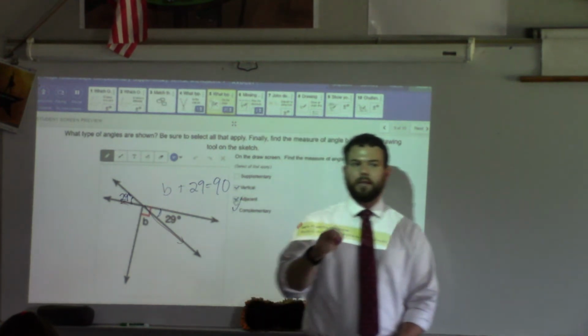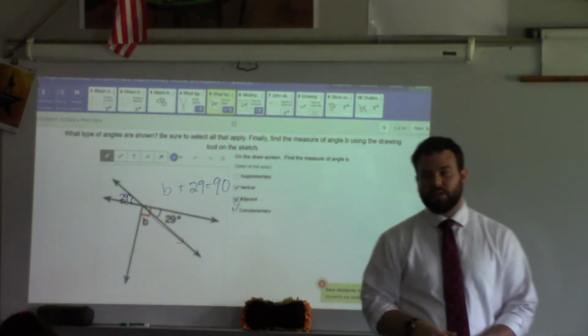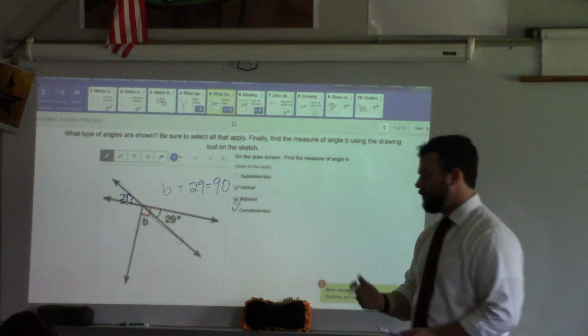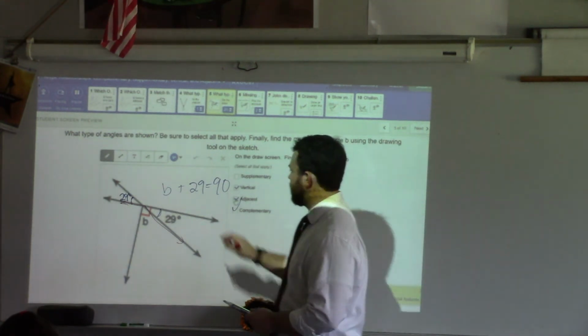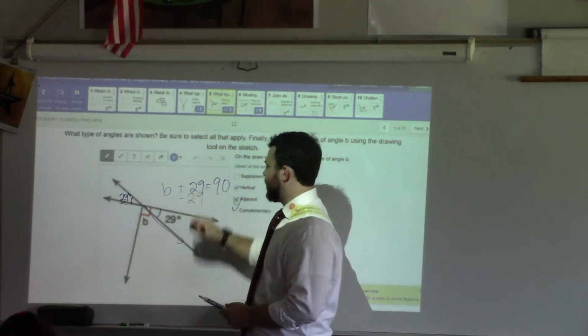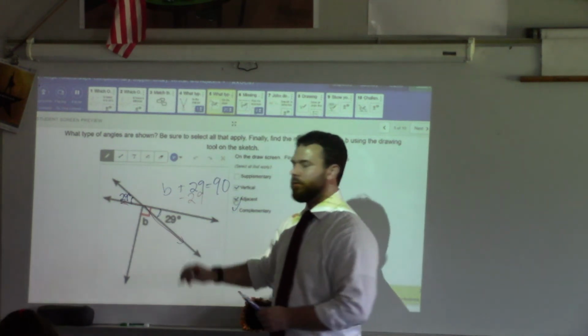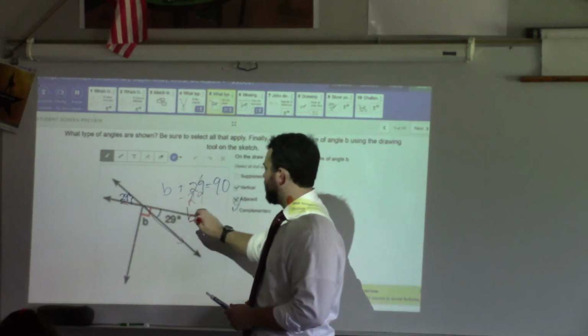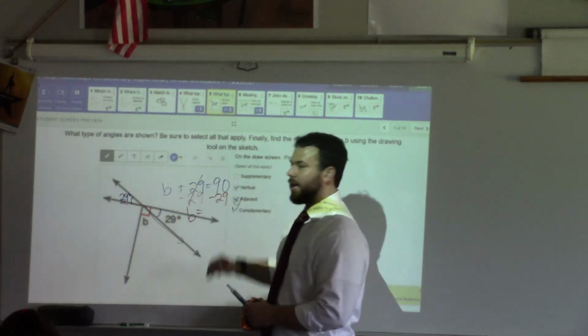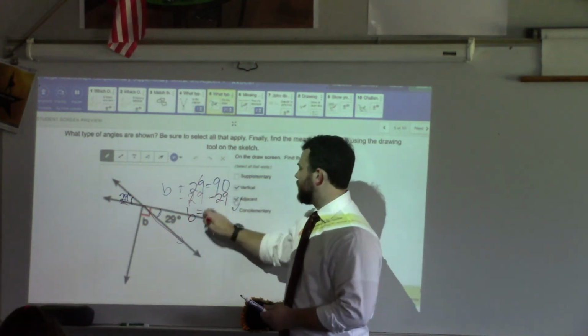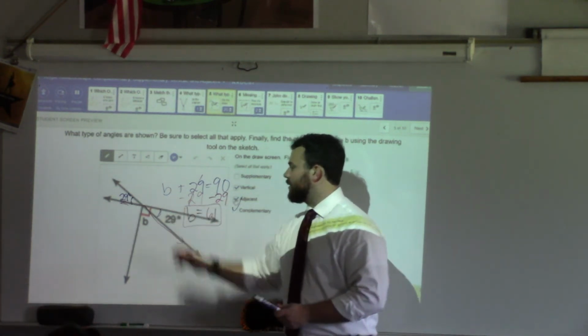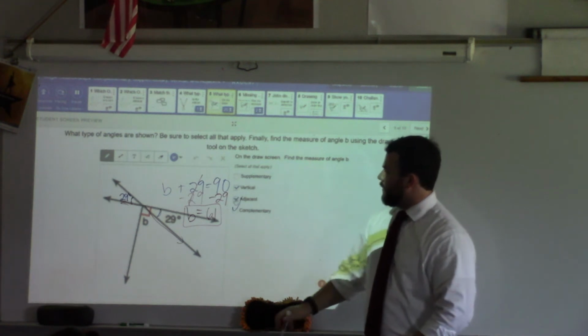So we need to get in the practice of this. Kelsey, what can I do to solve this equation now? Subtract 29. Because what's 29 minus 29? 0. So I'm left with just B. But I have to make it an equivalent equation. So B is equal to 61. Yep. Man, we got almost everything.